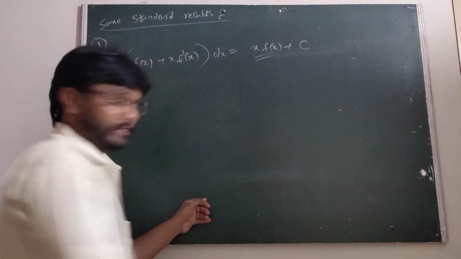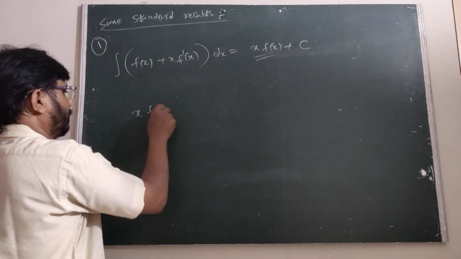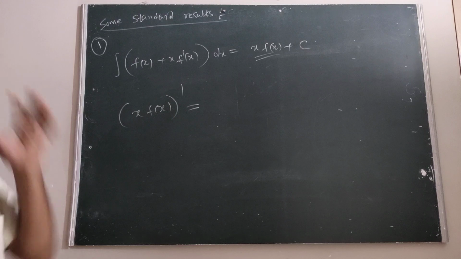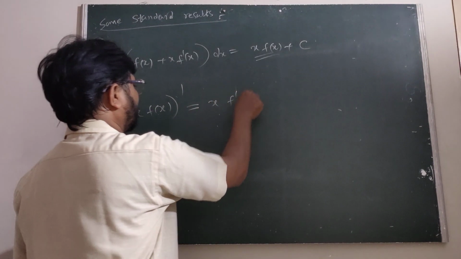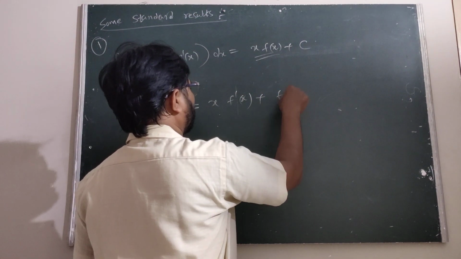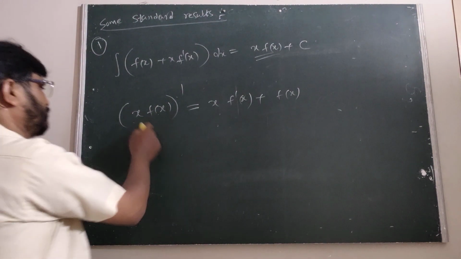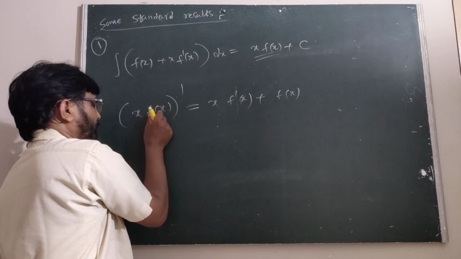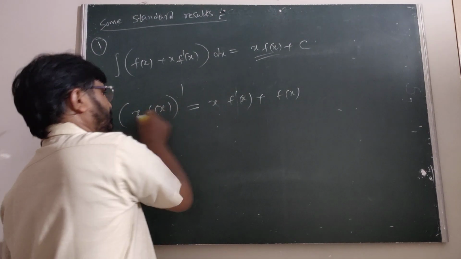How to solve this, sir? Its solution is: we can write x into f of x whole dash. Listen carefully here, UV rule: u into f dash of x plus the derivative of x, which is 1, into f of x. Is it clear? So first of all we take x into f of x whole dash: x into the derivative of f of x, which is f dash of x, plus the derivative of x, which is 1.